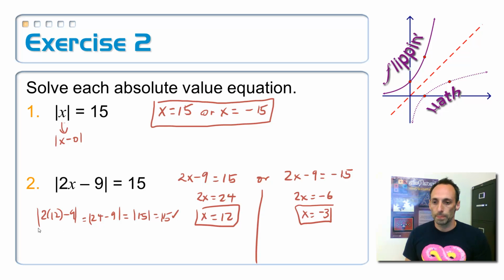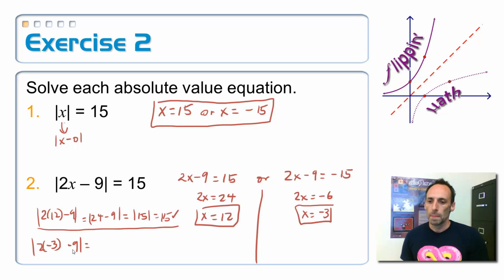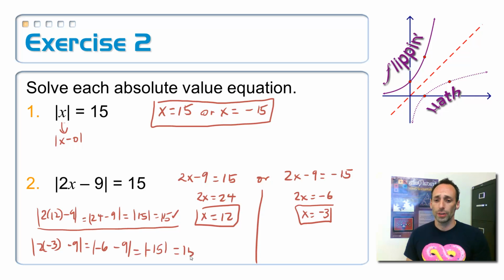So that checks out. All right, so let's check the second one, the negative 3. So 2 times negative 3, someone's running down the hall, minus 9, absolute value of all that. It sounds like a couple of somebodies are running down the hall. I would have a negative 6 minus 9 in the absolute value brackets, negative 15 when I add those two up, which the absolute value is just 15, and it also checks out.